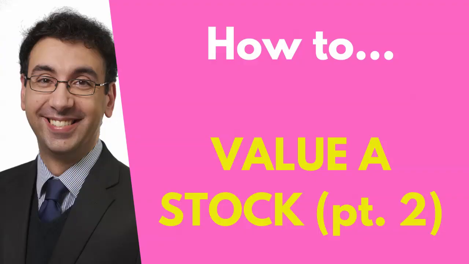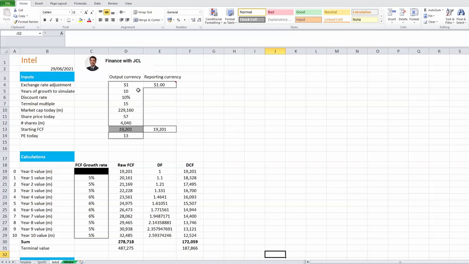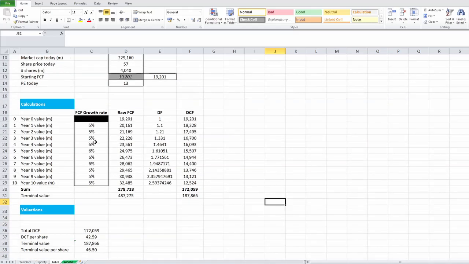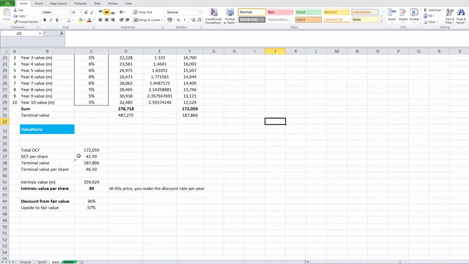So I've gone through discounted cash flow, what it is, where to find it, when to use it. Got a bit of a template here. I'll upload this updated version to the Patreon group. Here are some inputs. We've gone through those. Pick your growth rates for calculations and then evaluation. And the key thing is it discounted from fair value?